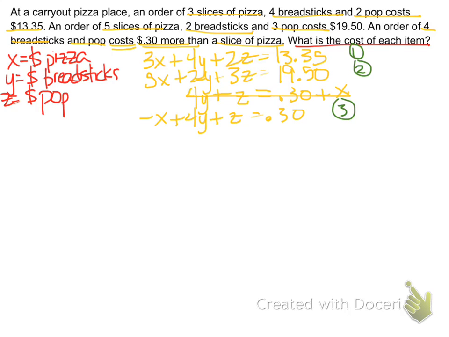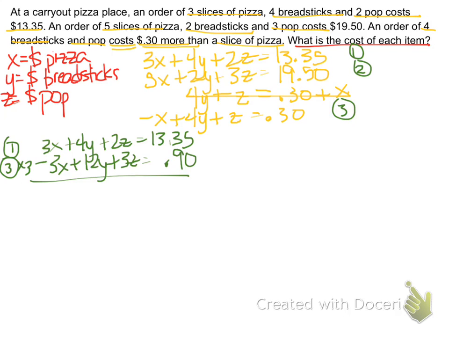Well, since I see that the third equation has a negative x, I am going to take equation 1 and 3, but I'm going to multiply the third equation by 3, and this will eliminate our x's. So the first equation remains the same. The third equation, I'm multiplying everything by 3, and when I add those together, I get 16y plus 5z equals 1425.